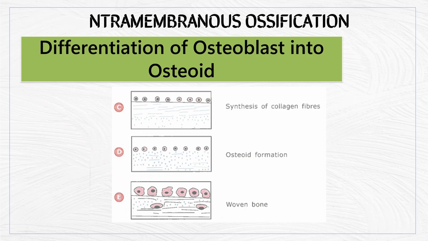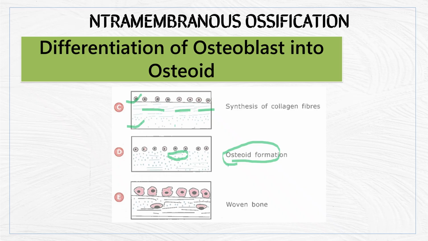Once the osteoblast is formed superficially, then there will be synthesis of collagen fibers in between the mesenchymal condensation and the osteoblastic layer. And this collagen fiber starts to increase in size so that bone formation will proceed. Then once the collagen fibers are formed, the osteoblast cells will secrete osteoid. Around these collagen fibers, the osteoid formation will take place.